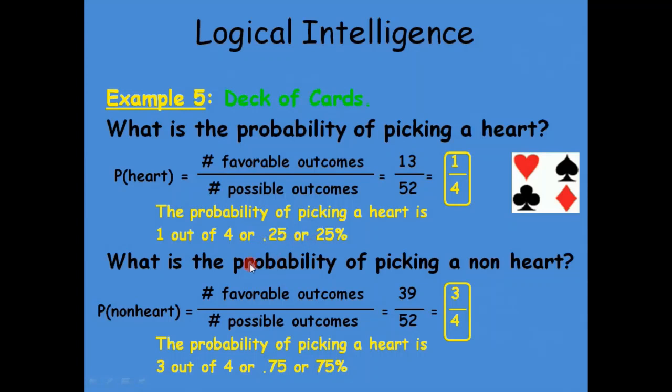Another example: what is the probability of picking a non-heart? It means the cards in the deck which are not hearts. So our favorable cards are other than hearts. These are 39 in number and the total number of cards is 52. So we simplify it. The final answer is 3 over 4. So the probability of not picking a heart is 3 out of 4, or 0.75 or 75%.